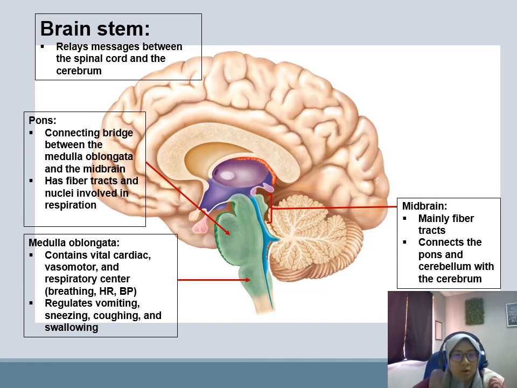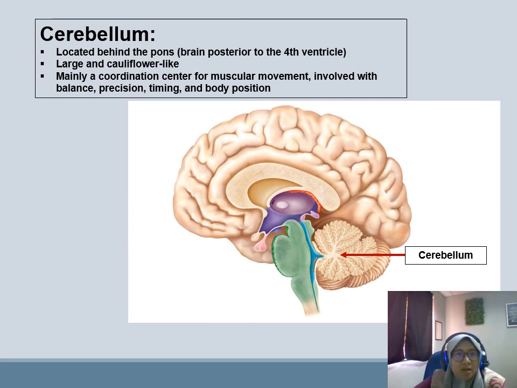The medulla oblongata is here. This medulla oblongata contains vital cardiac, vasomotor and respiratory centers for breathing, heart rate, blood pressure. It also regulates vomiting, sneezing, coughing and swallowing. It is here. And the last part is the cerebellum. Here, cauliflower-like, located behind the pons.